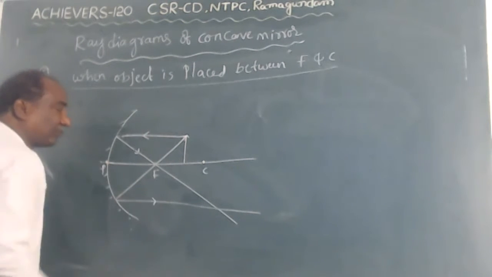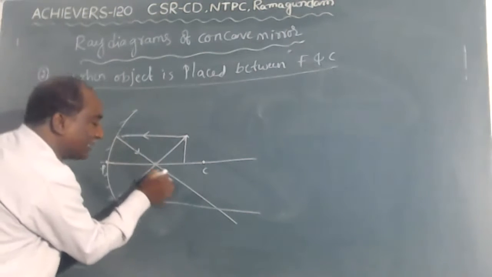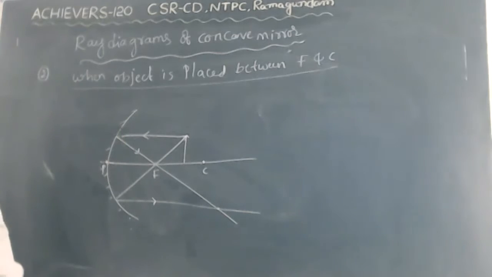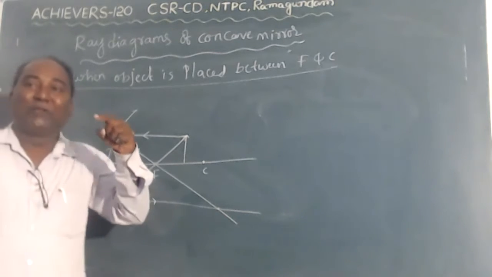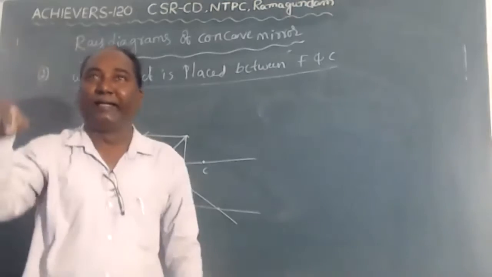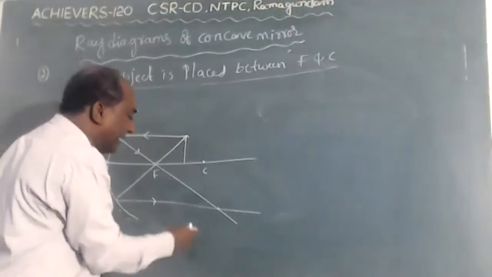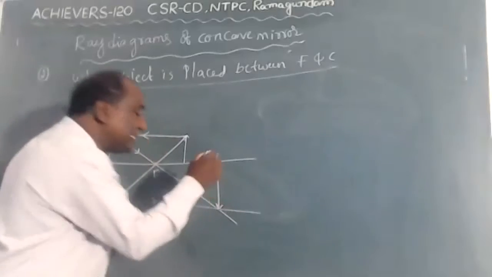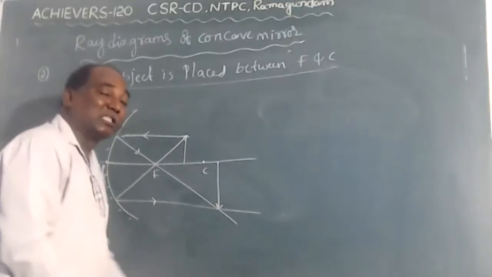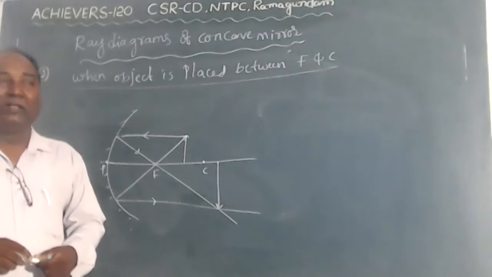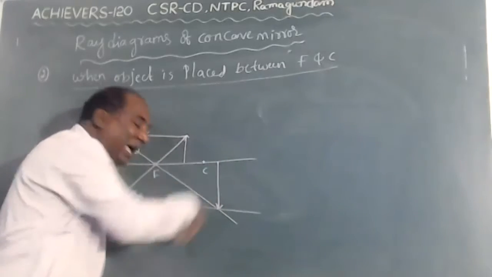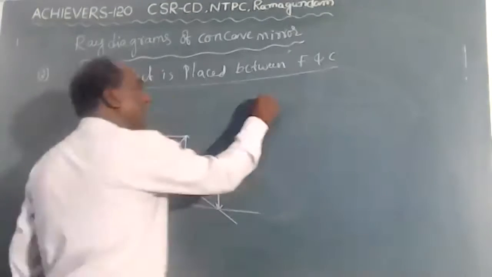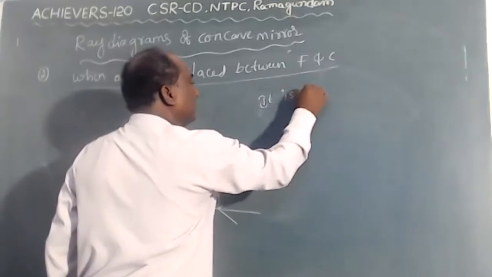So now here, two reflected rays are intersecting at this point. Now this point is called the image point, where the two reflected rays are intersecting. This is the image point. It is a real image, children, because according to the sign convention, the image is formed below the principal axis. That image is called a real image.